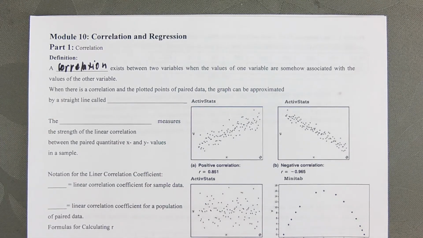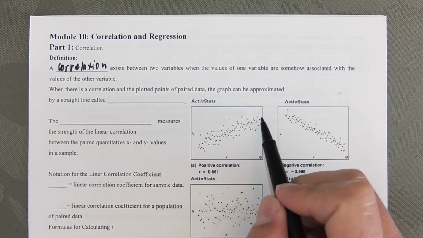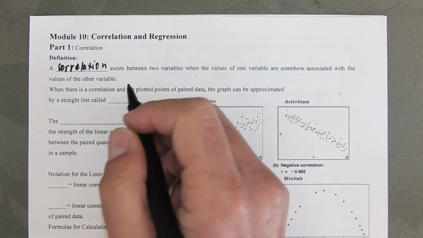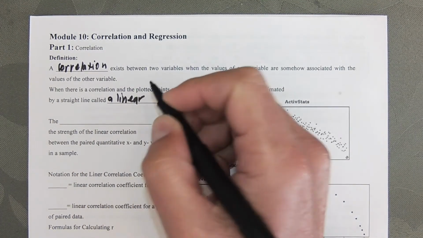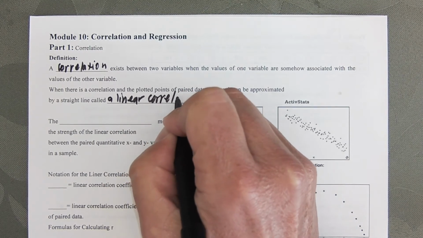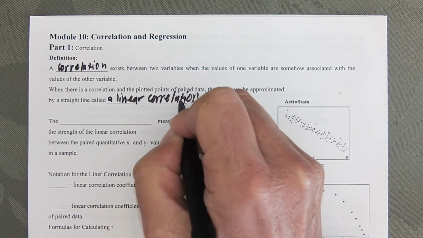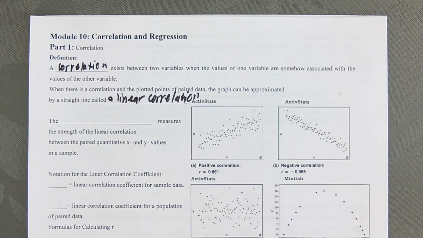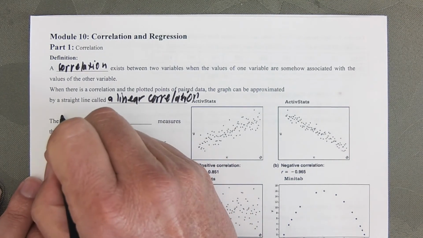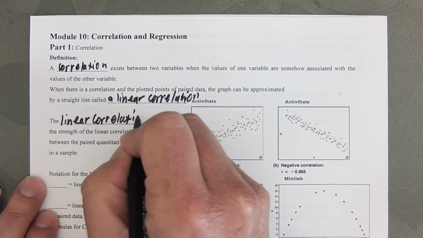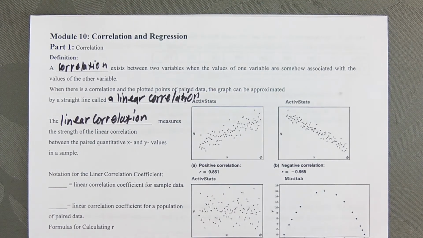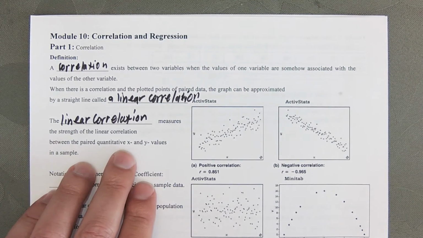So when there is a correlation and we plot them on an XY table, this straight line that we get is called a linear correlation. And there are other types of correlations that can be made in mathematics, lots of them actually. But for this course, we're just going to stick with the linear correlation. And again, the linear correlation measures the strength of the linear correlation between the paired quantitative x and y values.